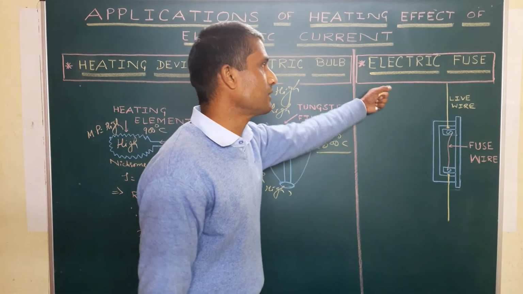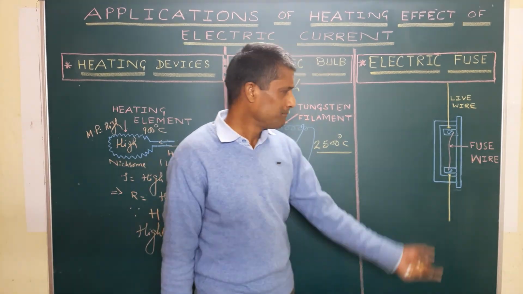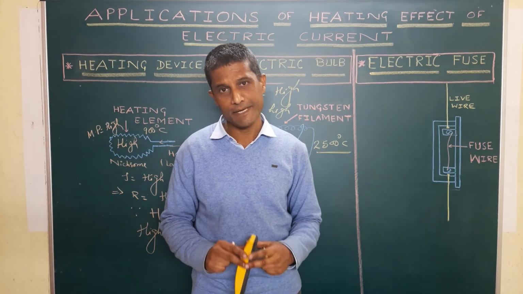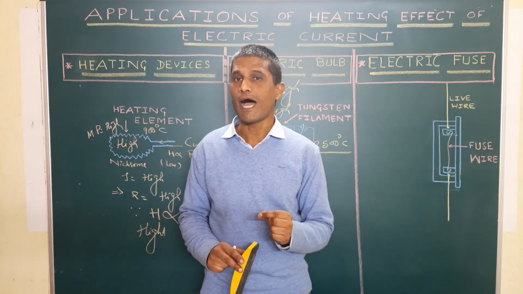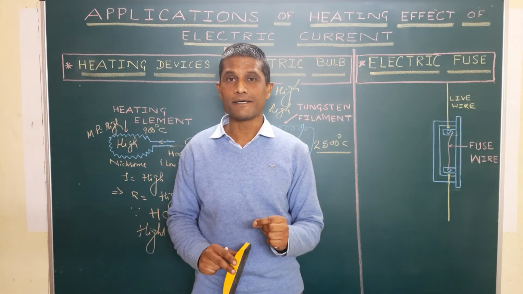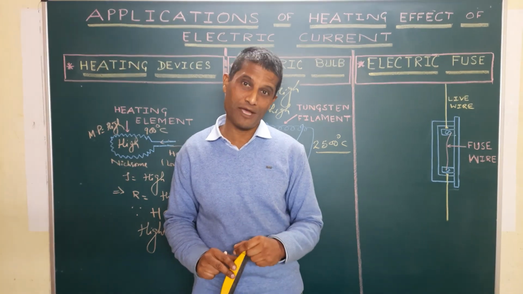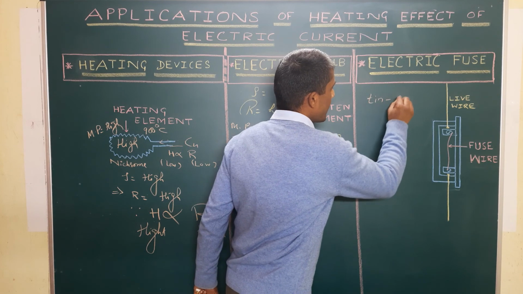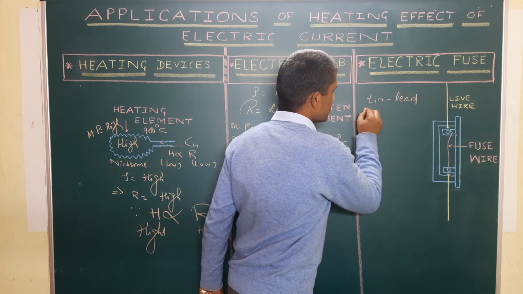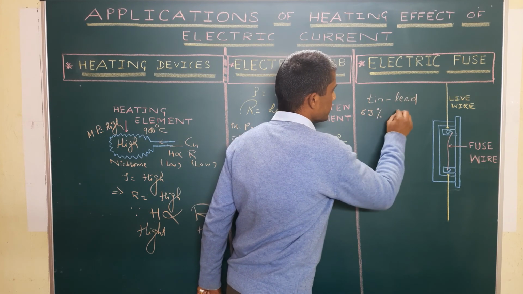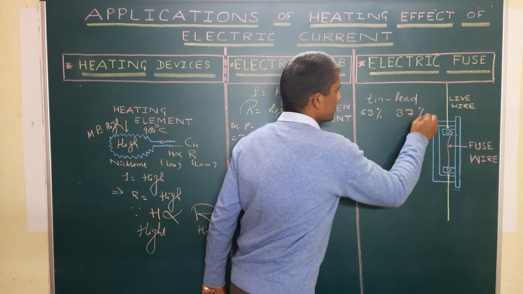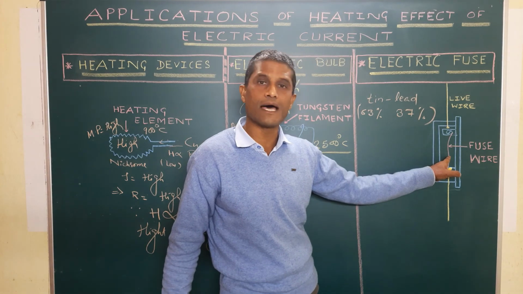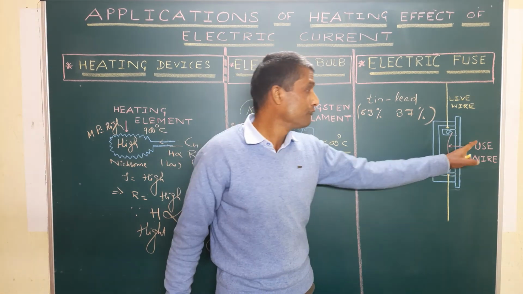And next one, electric fuse. What is an electric fuse? An electric fuse, in fact, is a safety device made up of a very thin, high resistance wire, which is made of a special kind of alloy, that is, tin lead alloy. Yes, tin lead alloy. It is 63% tin and 37% lead, and that alloy is used to make the fuse wire.